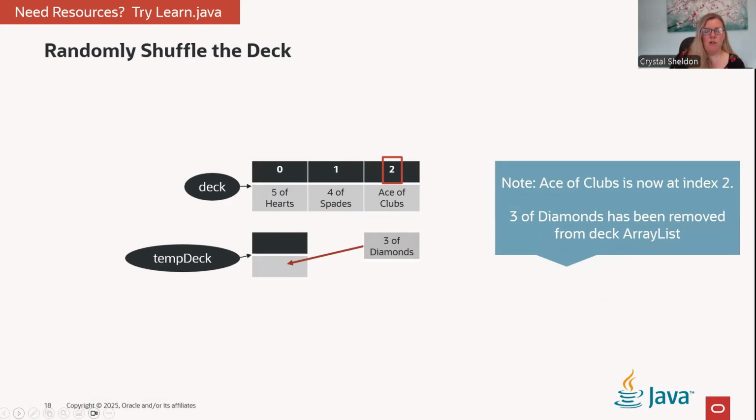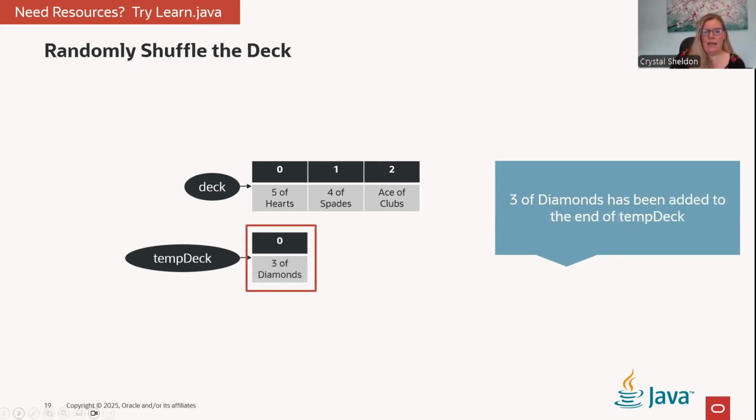I'm going to remove it from the deck list, first of all. That's going to shift the ace of clubs down to now be at index 2. And then I'm going to add it into temporary deck. And so this is what it looks like after I do that. I would keep doing this repeatedly until there were no more cards in deck, and then I would set deck to temporary deck.